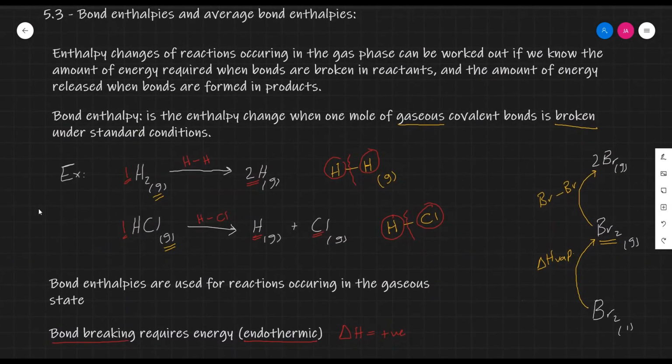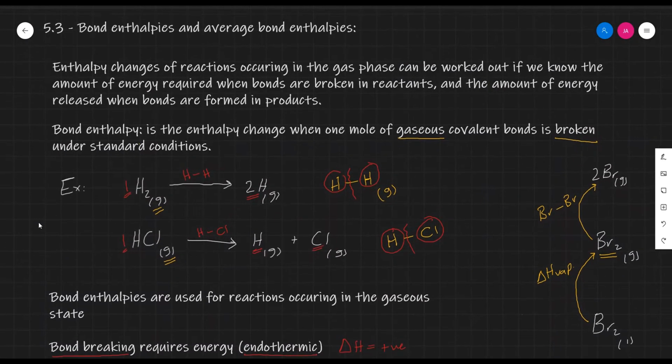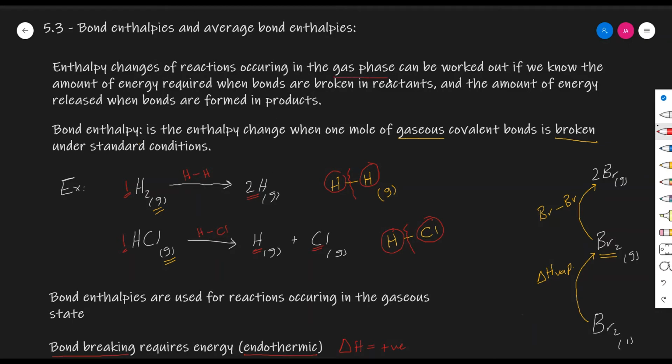Thus, I will go back to this first statement here. Enthalpy changes of reaction occurring in the gaseous state, as I discussed, in the gaseous phase, can be worked out if we know the amount of energy required when bonds are broken in reactants and the amount of energy released when bonds are formed in the products.